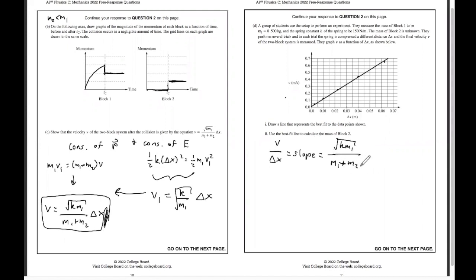And so therefore, I can solve this for m2. m2 is going to be root(k m1) over slope, minus m1. And so therefore, m2 is equal to root(150 times 0.5), which gives me 75. So root 75 over the slope, minus 0.5. Now I do have to figure out that slope.